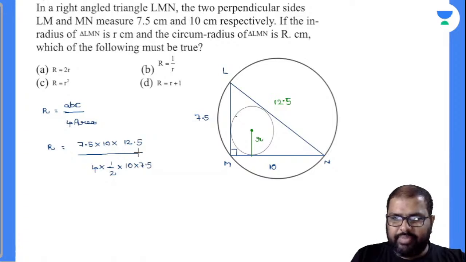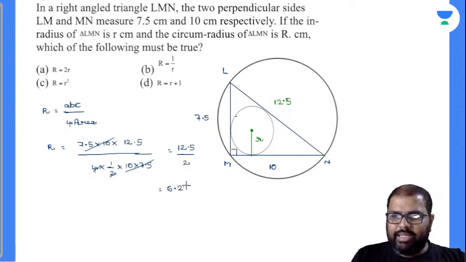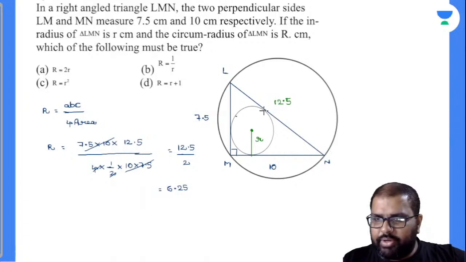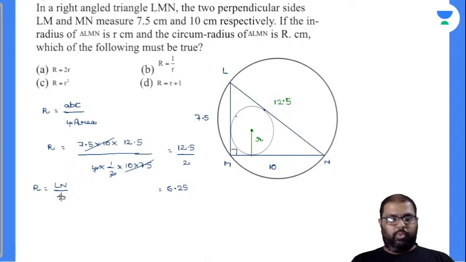Yes. By this, what can I do? 10 and 7.5 will get cancelled off. 1s are 2, 2s are... it will be 12.5 by 2. Everybody knows this is nothing but equal to 6.25. In a right angled triangle, circumradius will be equal to half of the hypotenuse. That everybody knows. So I can write down R is equal to hypotenuse divided by 2. In a right angle triangle, circumradius will be equal to half of the hypotenuse.